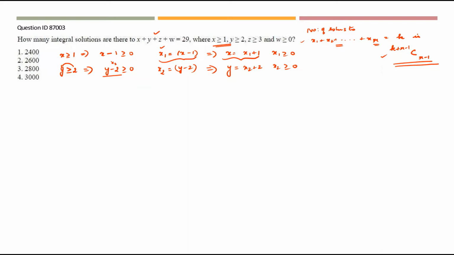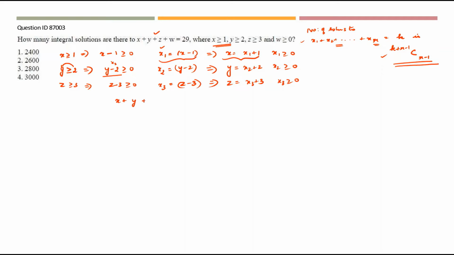Now how do I write y using x2? It is x2 plus 2. Now z is greater than or equal to 3. So the same thing we are doing, z minus 3 greater than or equal to 0. I am introducing x3 here, which will be z minus 3. And now this can be written as z is equal to x3 plus 3. So obviously when we substitute x3 to z minus 3, this will mean x3 is greater than or equal to 0.